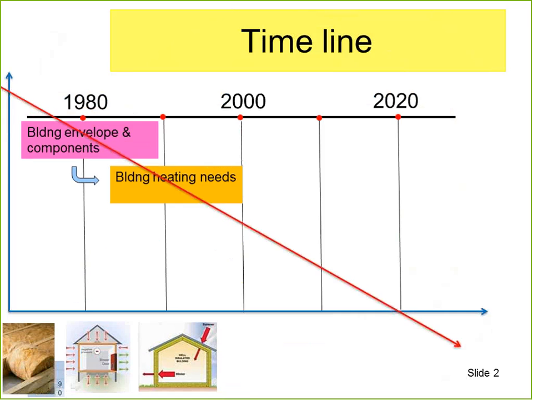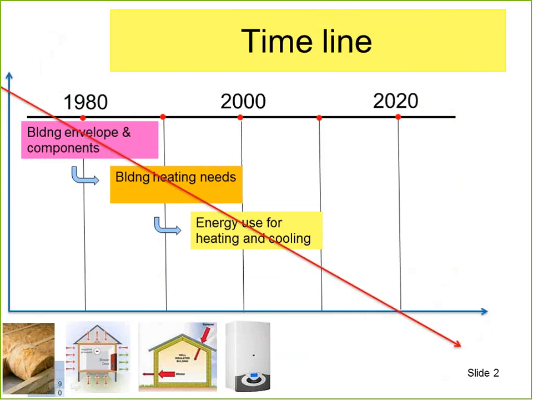Then in the 90s, we switched to standards dealing with building heating needs, which means we wanted to include, for instance, passive solar gains. Then 10 years later, we saw the first standards on energy use for heating and cooling, which means that we introduced elements like the efficiency of the boilers, but also the cooling needs and the cooling use.